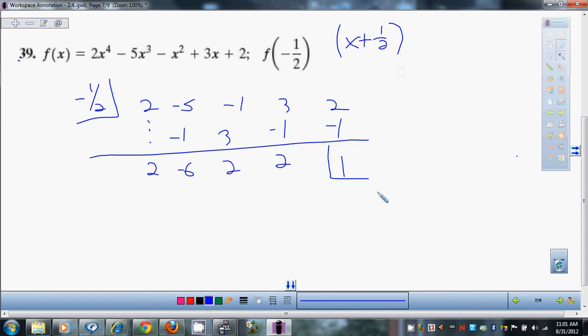There you go. That's the whole point of this slide: to show you that if you were to divide it out synthetically, you get the same thing as if you just plugged it in. Whole point. I think it's easier to divide it out synthetically. Yes. The remainder is the only thing you have to list.